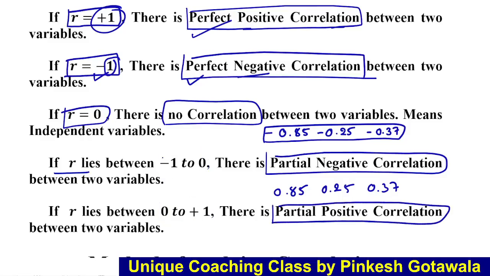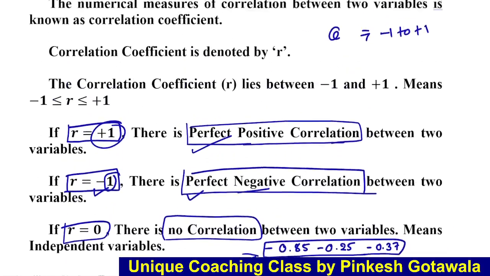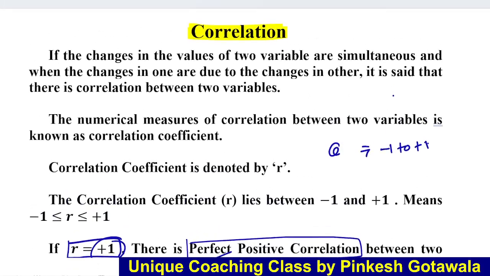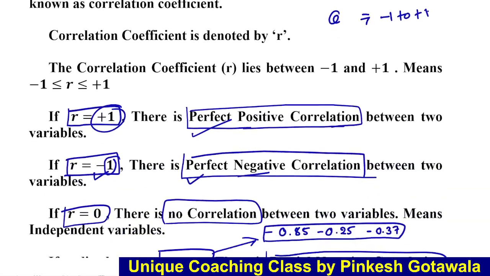So here the next point: if our answer comes between -1 to 0 like this, then it is partial negative. If our answer comes between 0 to +1 like this, then it is partial positive. Okay, clear? So remember this. What would be the relation on the basis of R value? +1 perfect positive, -1 perfect negative, 0 no relation, -1 to 0 partial negative, and 0 to +1 partial positive. So here we just took basic information about what correlation is. Okay. Now how to find out this correlation?